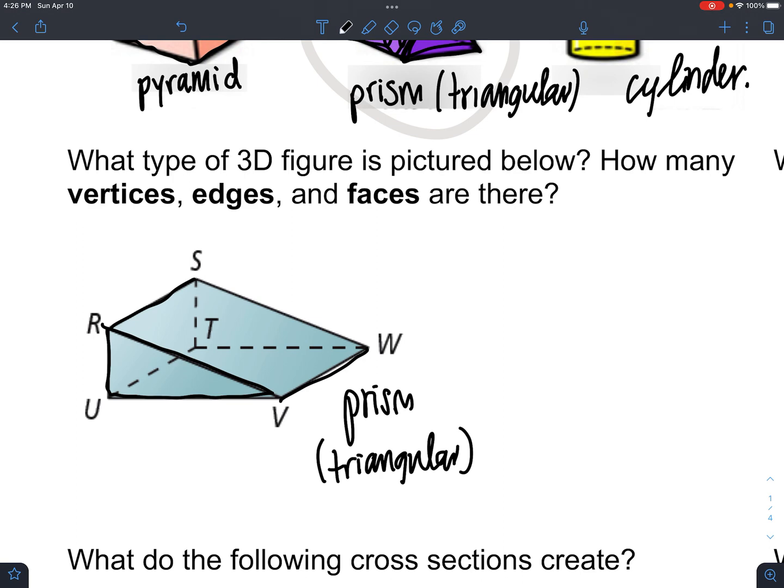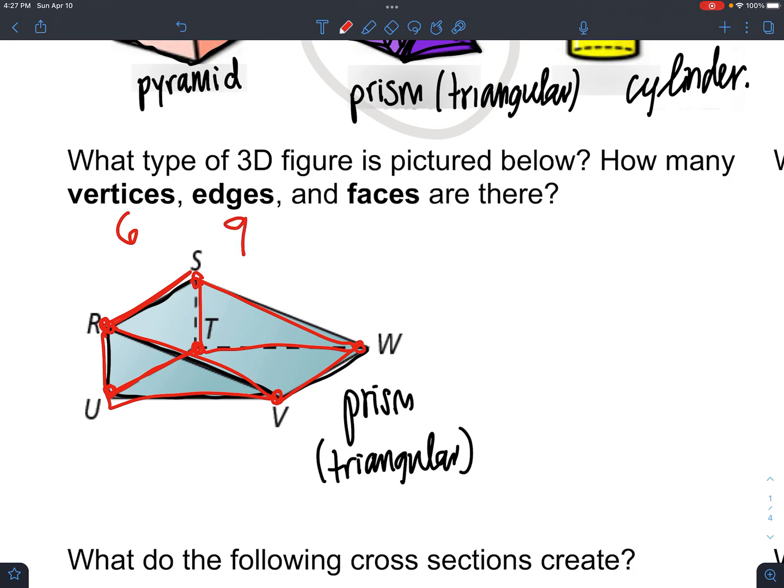How many vertices? Well, we got 1, 2, 3, 4, 5, 6 vertices. Edges: the 2 triangular bases have 3 edges, 1, 2, 3 and 1, 2, 3. And when it is extended back, each vertex creates an edge too. So 1, 2, 3. So I counted 9 edges here.